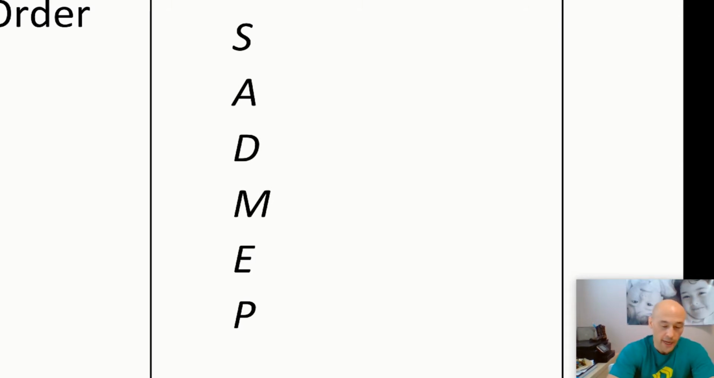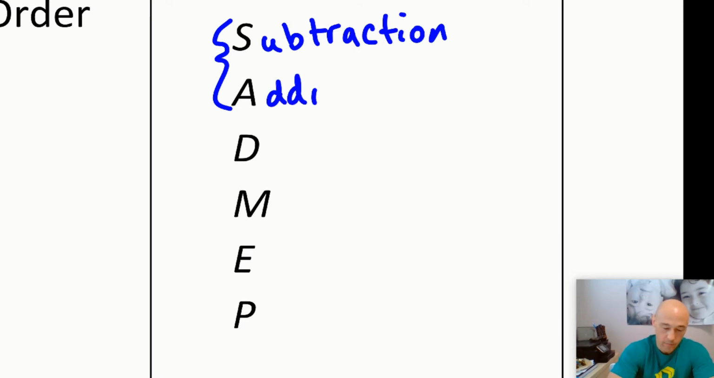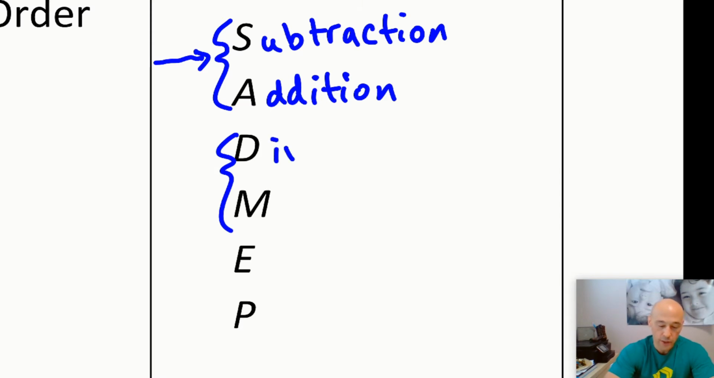With the order of operations and the reverse order of operations, we do subtraction and addition at the same time. That's why I put this curly bracket there. At the same time from left to right. So we look in the equation from left to right, and whenever we find a subtraction or addition, we do that.